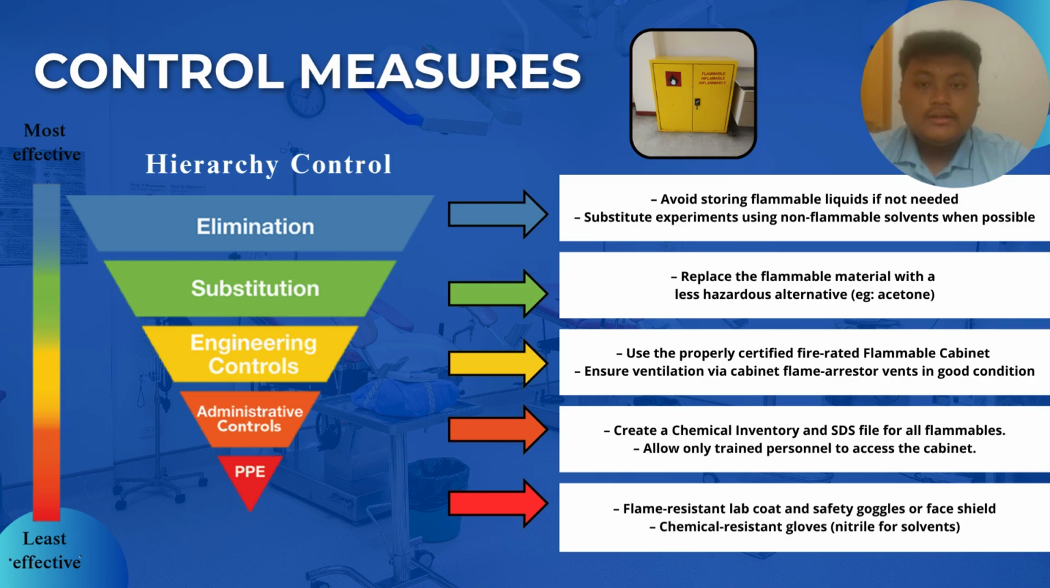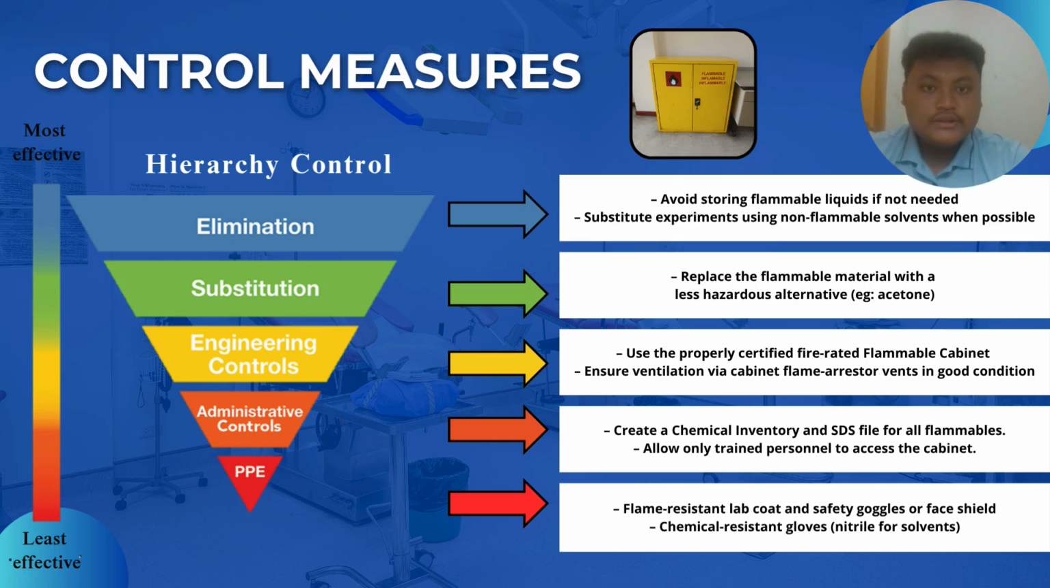In this part, the slide presentation shows the diagram of the hierarchy of control, which is a systematic framework used to manage risk in the workplace, especially in the OSH lab. The hierarchy of control can be divided into 5 categories, from the most effective: elimination, substitution, engineering control, administrative control, and the least effective one, PPE. For control measures of flammable liquid in the OSH lab, the most effective, elimination, suggests we avoid storing flammable liquids if not needed and substitute experiments using non-flammable solvent when possible.